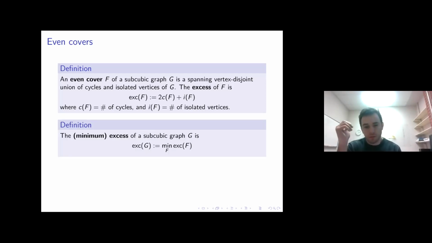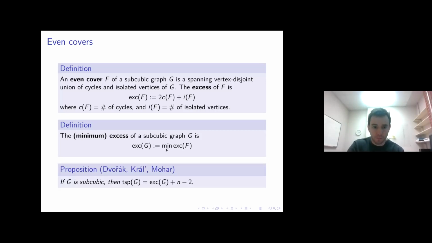And so minimum excess is straightforward. We define X(G) to be the minimum excess over all spanning even covers. Dirac, Kral, and Mohar showed that if G is subcubic, then TSP is related to the min excess of G by this linear function. The main idea here is if you have a spanning even cover, you can add edges between the components to make the graph connected, and those edges form bridges, so you would have to traverse those twice, and that's basically how you construct the TSP walk.